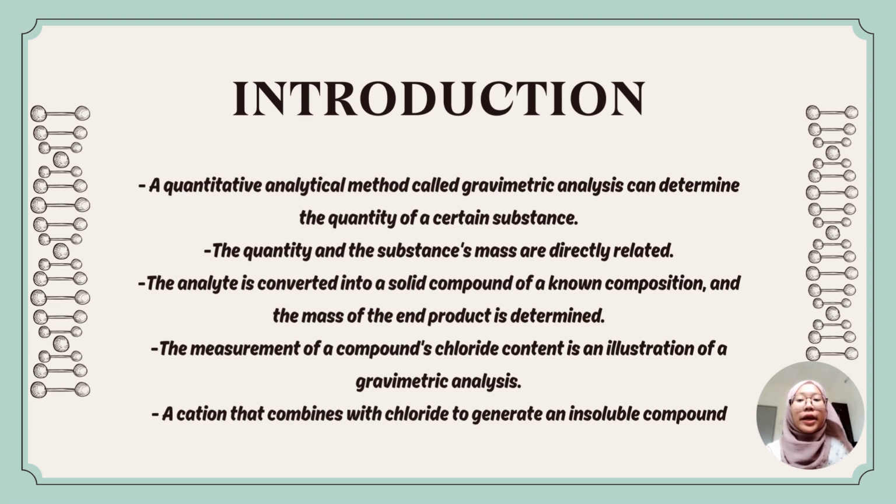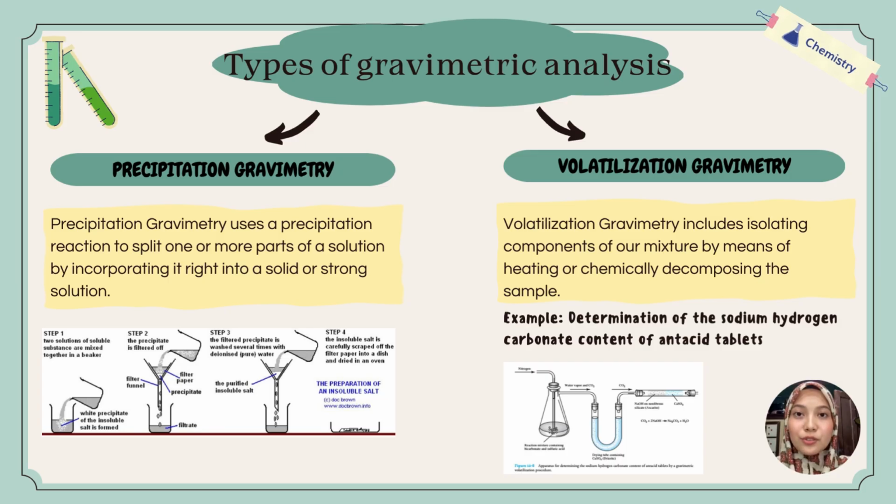A cation that combines with chloride to generate an insoluble compound must be located in order to do a gravimetric analysis. Next, I will introduce to all of you the types of gravimetric analysis. Gravimetric analysis has four types, which are precipitation gravimetry, volatilization gravimetry, electrogravimetry, and thermogravimetry.